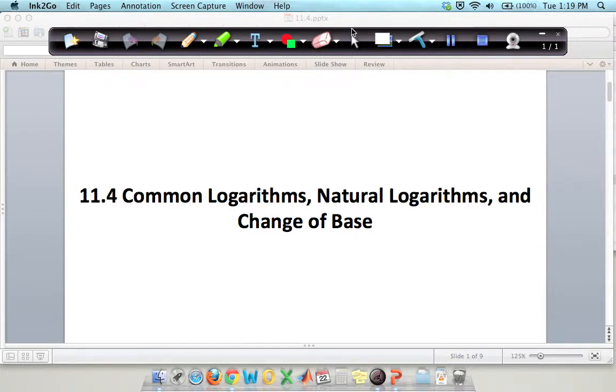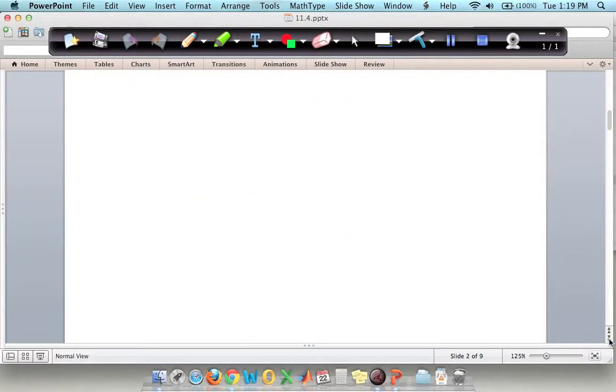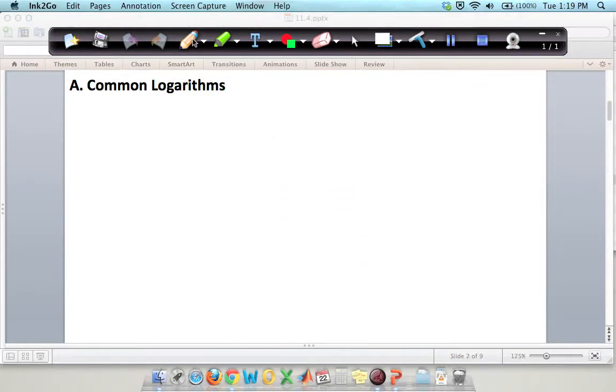Let's look at 11.4, and we're talking about common logs, natural logs, and the change of base formula. So let's start with common logs. And common logs means that you're dealing with base 10. And we've done this a little bit on our calculator already. And when you see log on your calculator and no base written, that's assumed to be base 10.